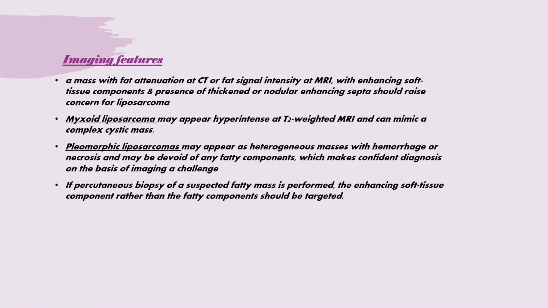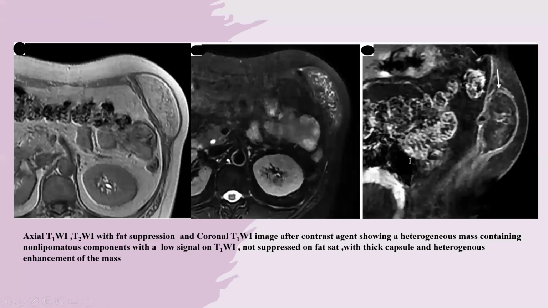If percutaneous biopsy of a suspected fatty mass is performed, the enhancing soft tissue component rather than the fatty component should be targeted. This is an example of liposarcoma: axial T1, T2 fat sat, and coronal T1 image after contrast, showing a heterogeneous mass which expressed low signal intensity on T1, not suppressed on fat sat, with thick capsule and heterogeneous enhancement.